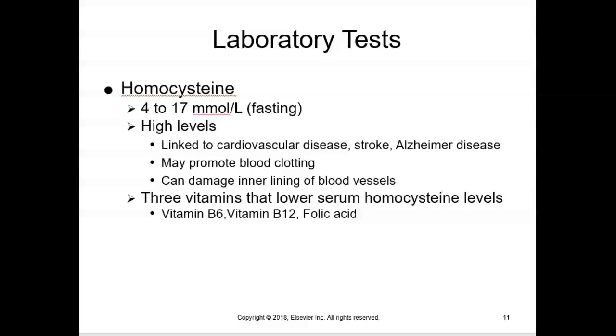It may also promote blood clotting, and it has been stated that an increase in serum homocysteine can damage the inner lining of blood vessels and promote a thickening and loss of flexibility in the vessels. Three vitamins that can lower serum homocysteine levels are vitamin B6, vitamin B12, and folic acid.